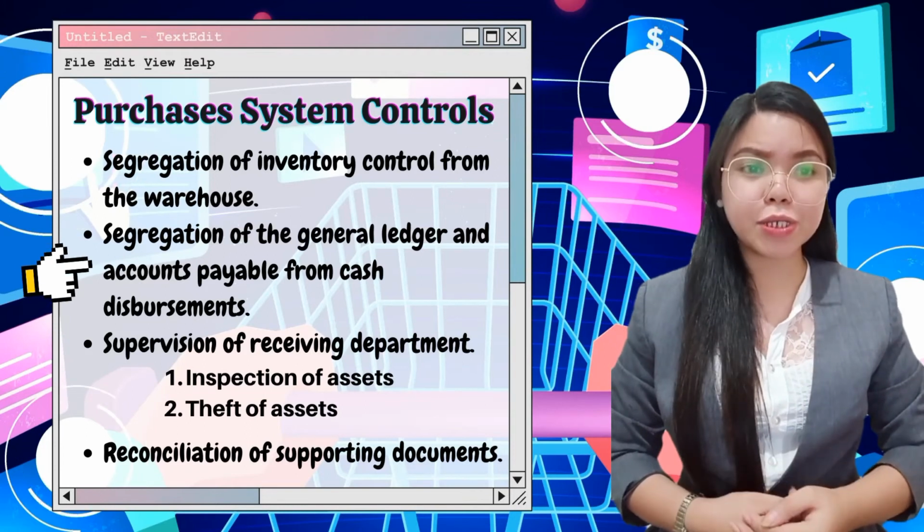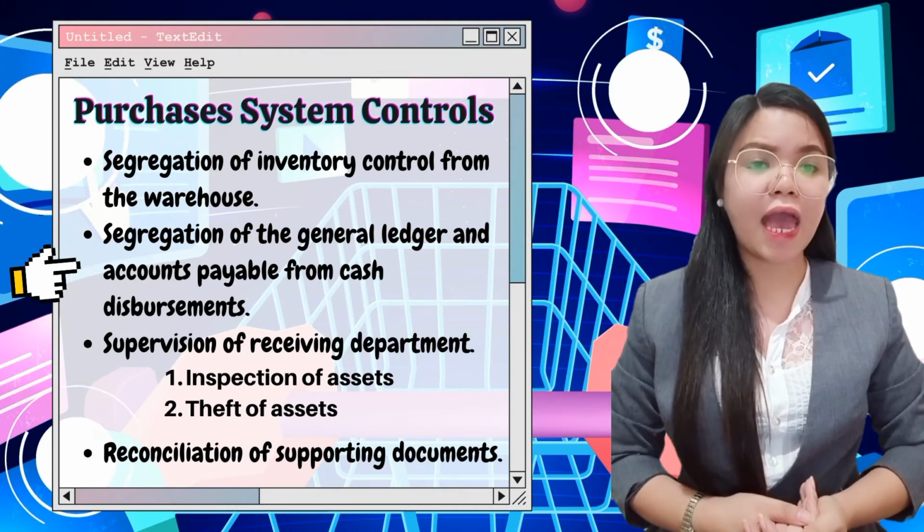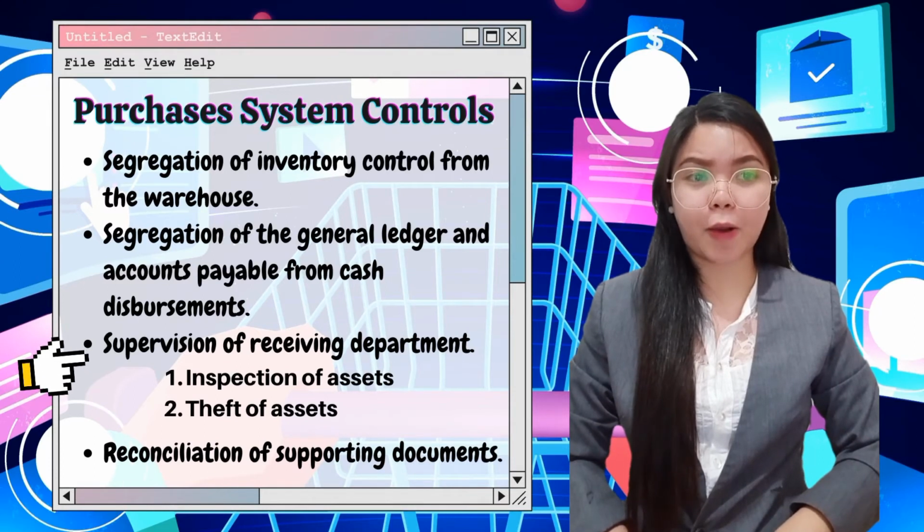Second, segregation of the general ledger and accounts payable from cash disbursement. An individual with the combined responsibilities of writing checks, posting to the cash account, and maintaining accounts payable could perpetrate fraud against the firm. Third, we have supervision of the receiving department. Large quantities of valuable assets flow through the receiving department on their way to the warehouse. Close supervision here reduces the chances of two types of exposure.